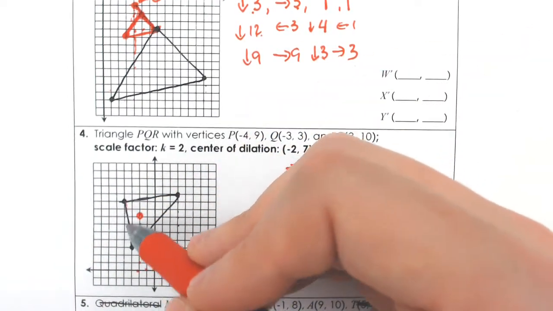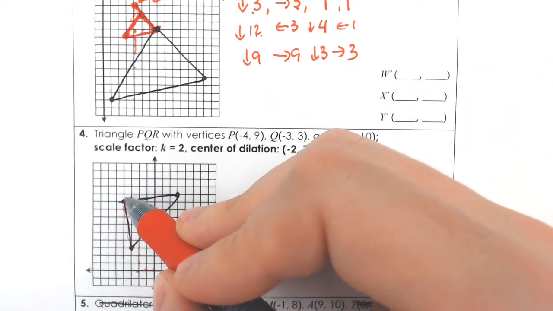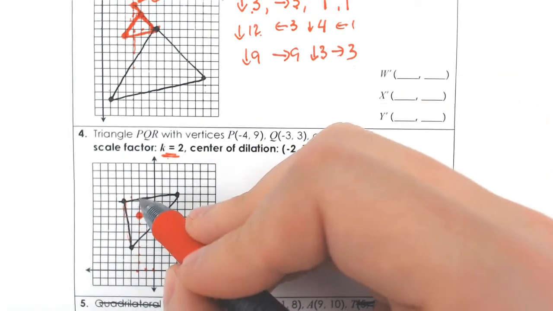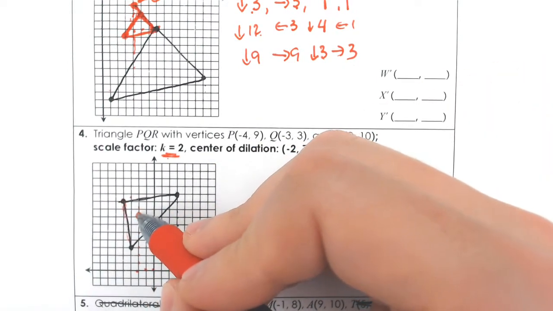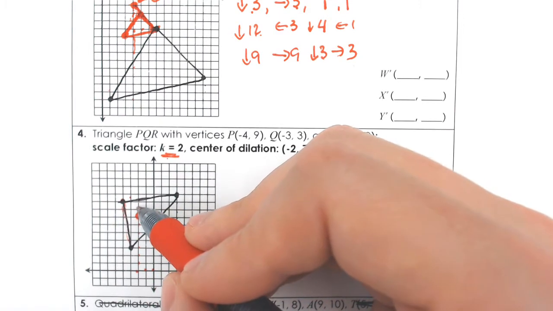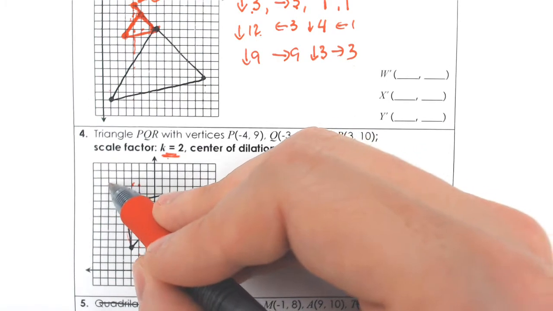And I'm going to dilate this short side first. Okay? We went up by 2, left by 2. If the scale factor is 2, instead of going up by 2 and left by 2, we have to double that. So instead of going up 2, left 2, we're going to go up by twice as much, which is up by 1, 2, 3, 4, and left by 1, 2, 3, 4. There it is.